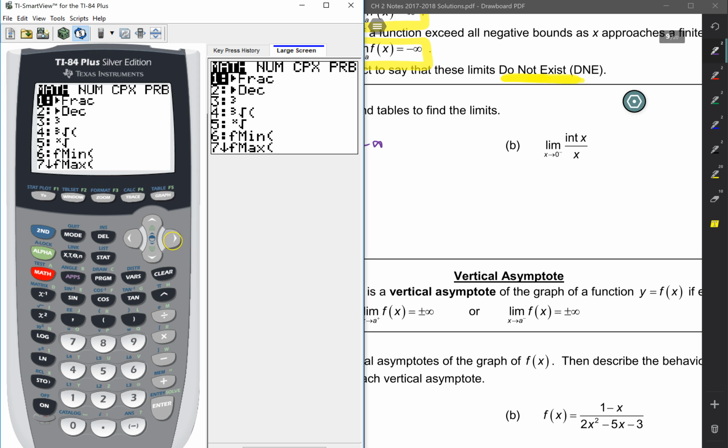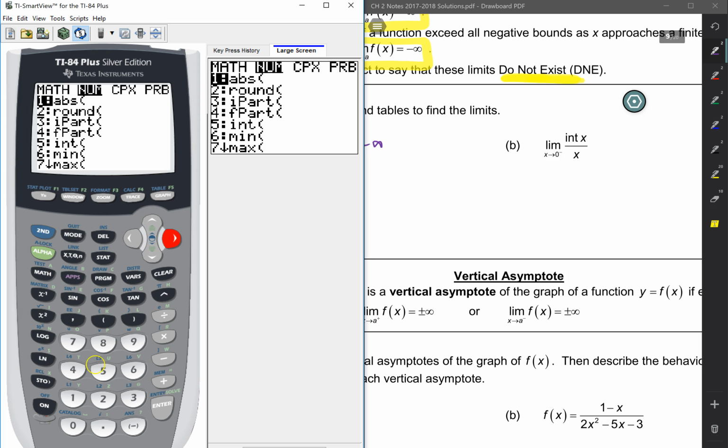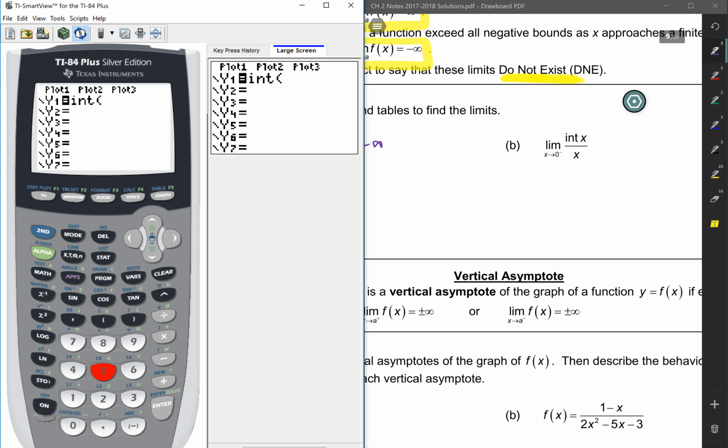For the one before, why isn't it also positive? Because it was only asking as x approaches 2 from the negative side.